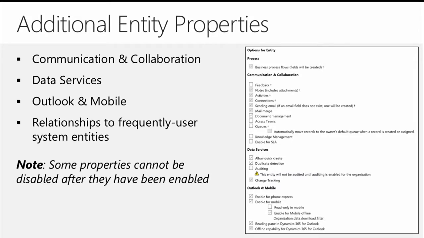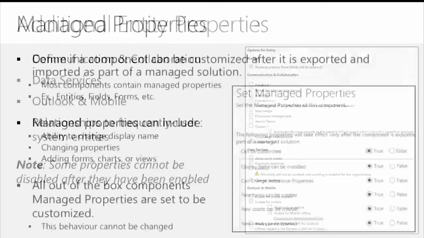Then you get into things like data services. Do you want to do duplicate detection? Do you want to allow quick create? Those types of options. Do you want to do change tracking, which is actually something that's more accessed through the developer platform than anything. But then you get into things like Outlook and mobile. Do you want to enable it for mobile? If you do want to enable it for mobile, do you want to enable mobile offline? Do you want them to be able to see it in Outlook? And if so, what are some of the options you want to be able to configure around these things? So these are just some of the specific entity properties that you can turn on and off as needed when you're working through it.